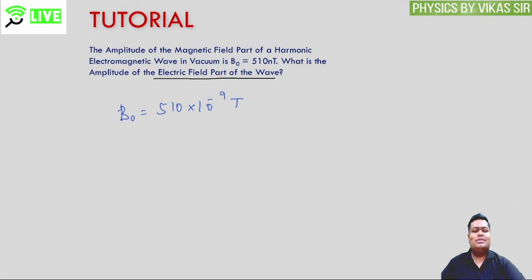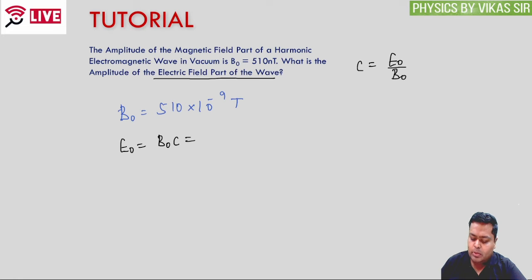So from Maxwell's equations we know a relation, that C is equal to E0 upon B0. If you know this relation, we can find the value of E0 from here. So E0 is simply equal to B0 into C. The value of B0 is 510 × 10^-9 and C is 3 × 10^8. So 10^8 into 10, one zero comes here, giving 10^9, and this 10^-9, all the powers cancel out.